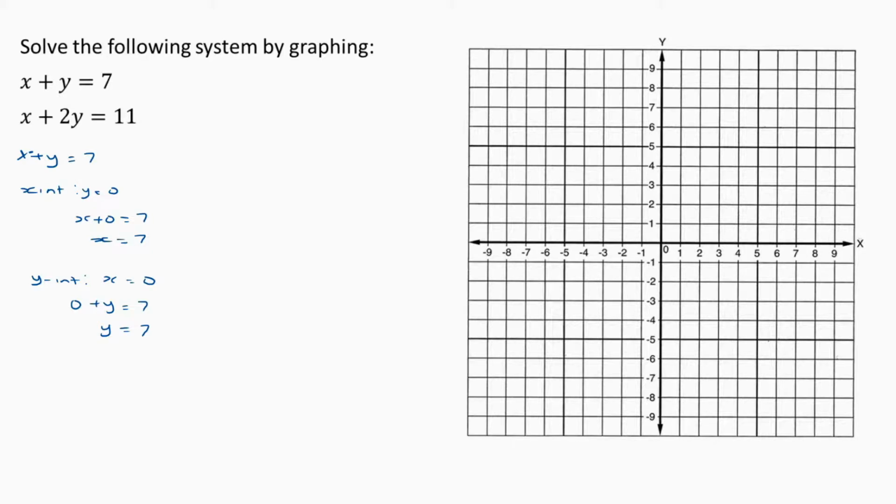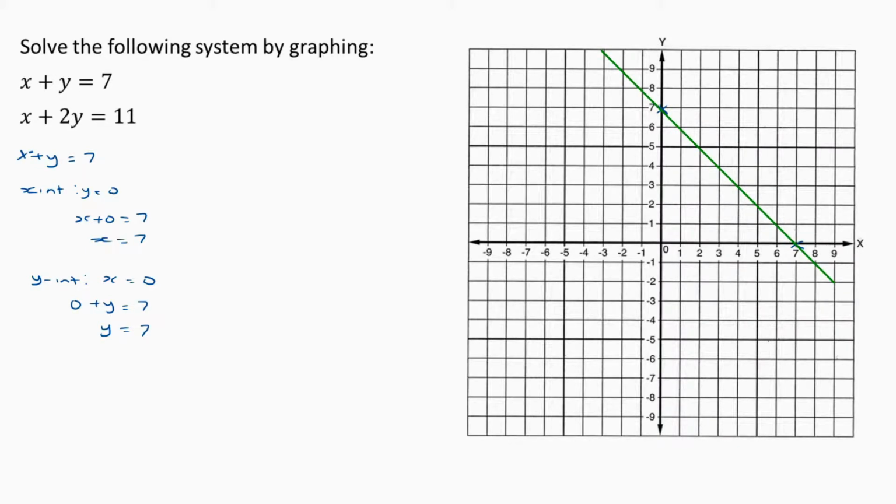So we have 7 right here. We have 7 here and we have 7 here for the first equation. I'm going to draw that in a green pen. We're going to use a green line to indicate that specific equation. So that's the graph of x plus y equal to 7.